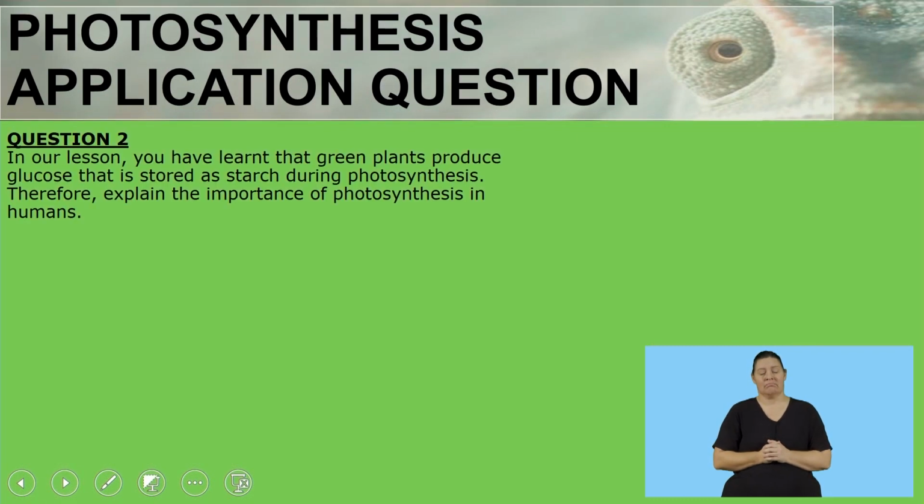Our next challenge question says, in our lesson, you have learned that green plants produce glucose, and that is stored as starch during photosynthesis. Therefore, explain the importance of photosynthesis in humans. Now, we are not talking about animals in general. We are just talking about human beings. What is the importance of photosynthesis in human beings? Let us now look at it.